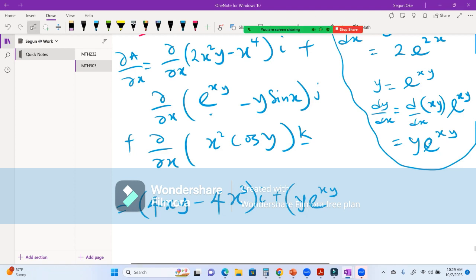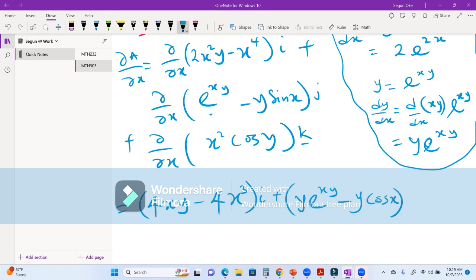So now the next one, remember everything is with respect to x. Sin x is there. When you differentiate sin x, what do you have? Cos x. It's still cos. So y cos x. But because there is a minus in the j, the minus is with the question, so you are not the one putting it. Then the last one will be plus k. What do you have? Differentiate this one, the k.